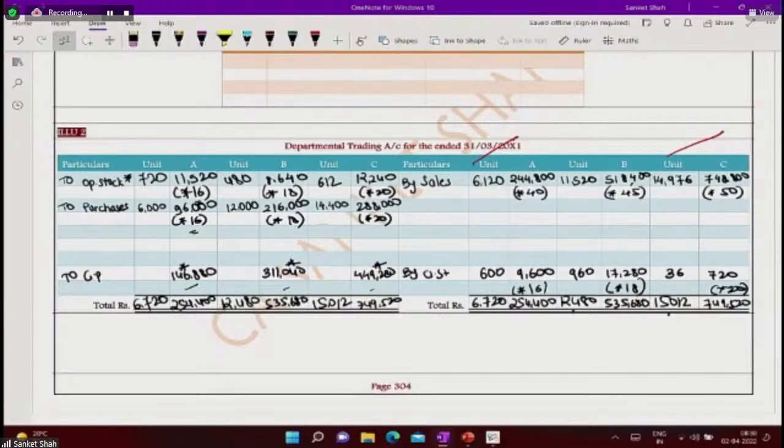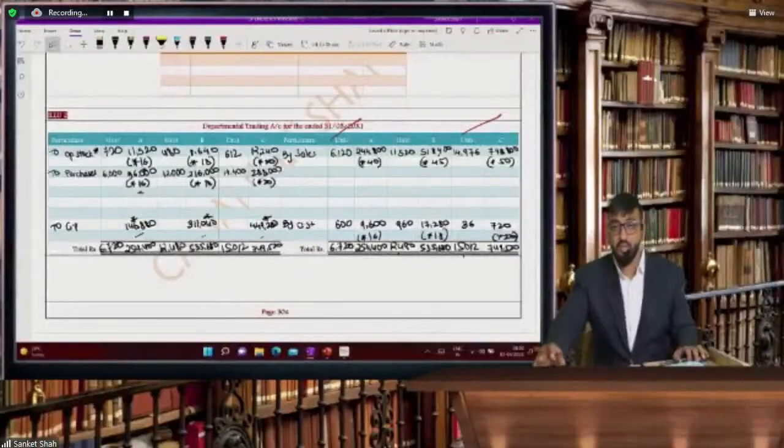Chalo. Take a screenshot, take a screenshot.